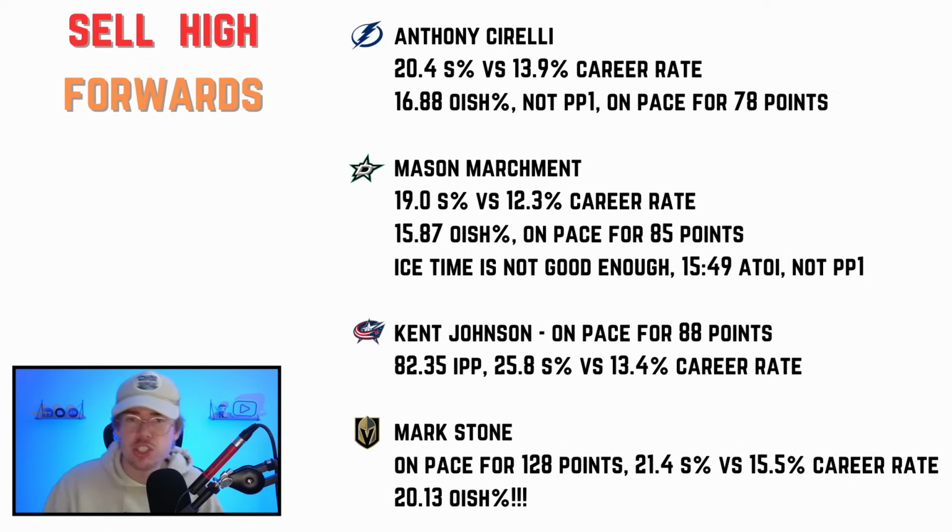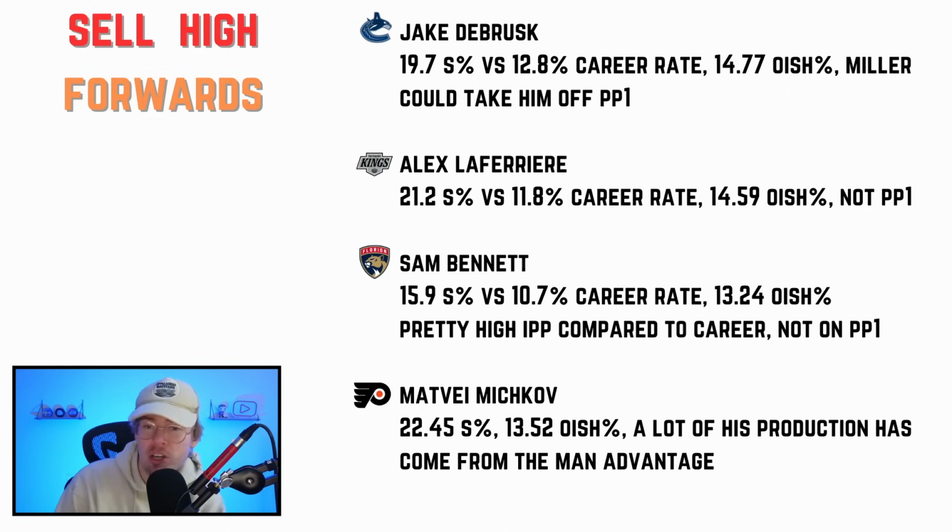Another big sell high is Mark Stone of the Vegas Golden Knights. Yes, he just returned from a month-long injury, so it might be tough to trade him away for the value that you want, but I had to put him on this list because his numbers are currently unsustainable. Right now, Stone is on pace for 128 points. He has a 21.4% shooting percentage compared to a 15.5% career rate. And even more egregious is his on-ice shooting percentage, which is 20.13%. I do want to say that as long as Stone is healthy, I think he's going to be solid because he's on line one with Eichel, and he's power play one. But we are going to see some regression. And if you can trade him for a buy low player that could potentially provide more value long term, you should do it.